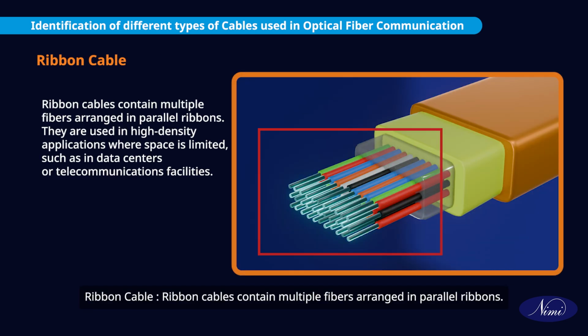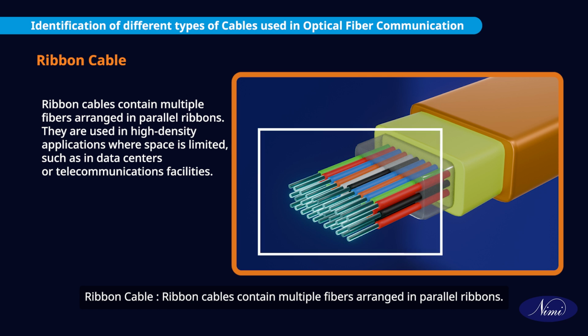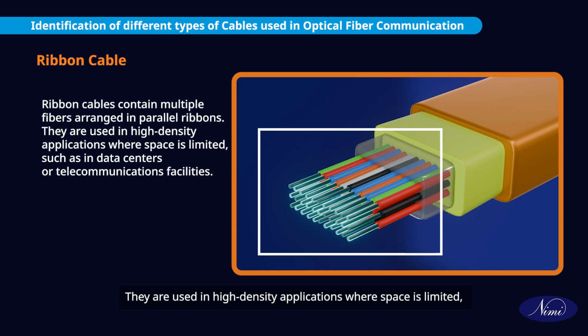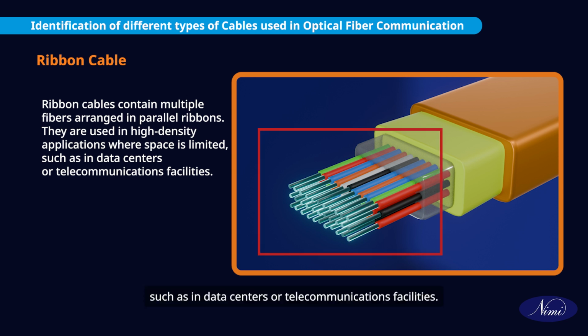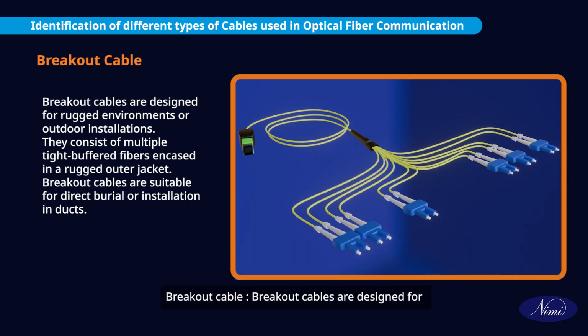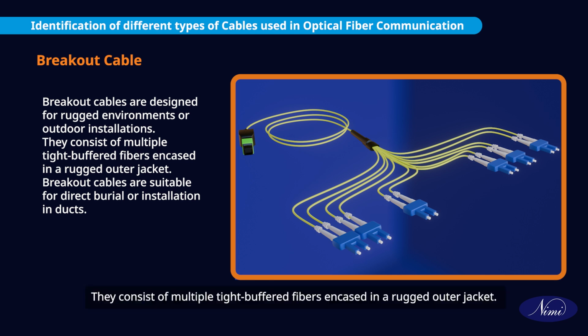Ribbon cable. Ribbon cables contain multiple fibers arranged in parallel ribbons. They are used in high-density applications where space is limited, such as in data centers or telecommunication facilities. Breakout cable. Breakout cables are designed for rugged environments or outdoor installations. They consist of multiple tight buffered fibers encased in a rugged outer jacket. Breakout cables are suitable for direct burial or installation in ducts.